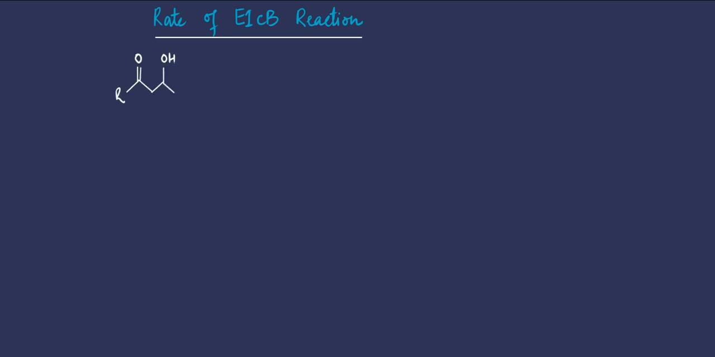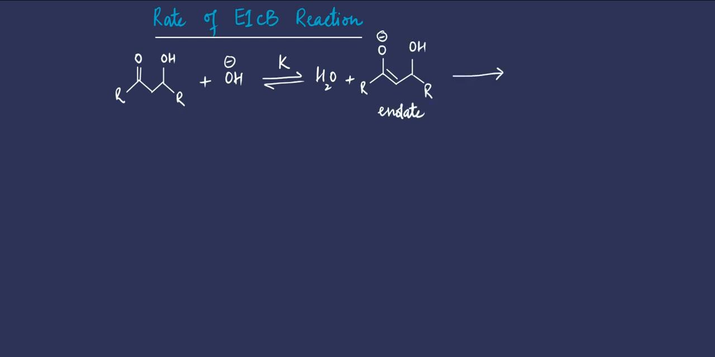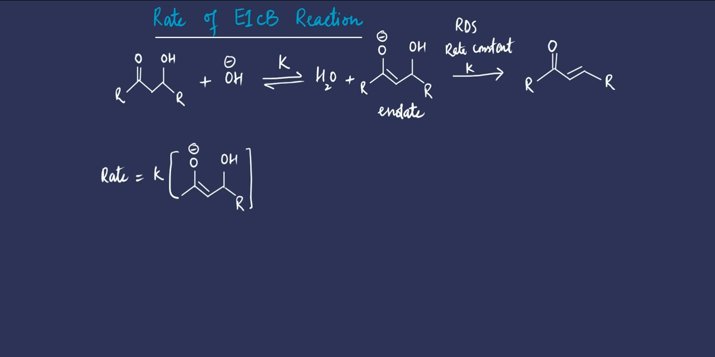Now we will discuss the kinetic rate equation of the E1cB reaction. Consider that this beta-hydroxycarbonyl compound is treated with hydroxide base. The base reversibly abstracts the acidic proton to form this enolate. Let the equilibrium constant be K. The second step is slow and rate determining, with rate constant k. The rate can be written as k times the concentration of enolate.